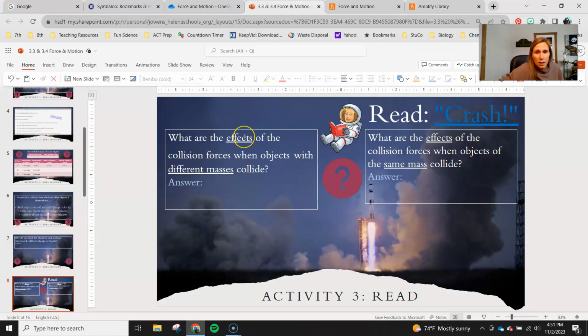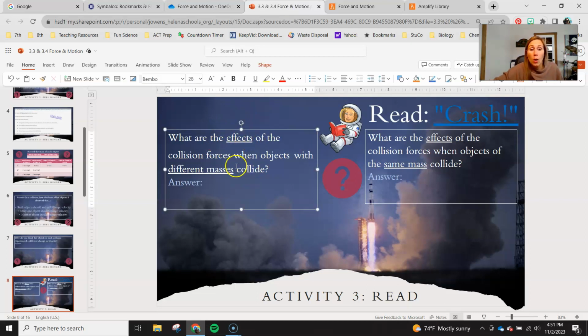What are the effects of the collision forces when objects with different masses collide? So we obviously know that they experience a force when they collide. So what happens after the force? Okay, the cause is the force. The effect is going to be the change in motion afterwards. So answer that question. Make sure you guys use your own words and aren't just copying and pasting from the article.